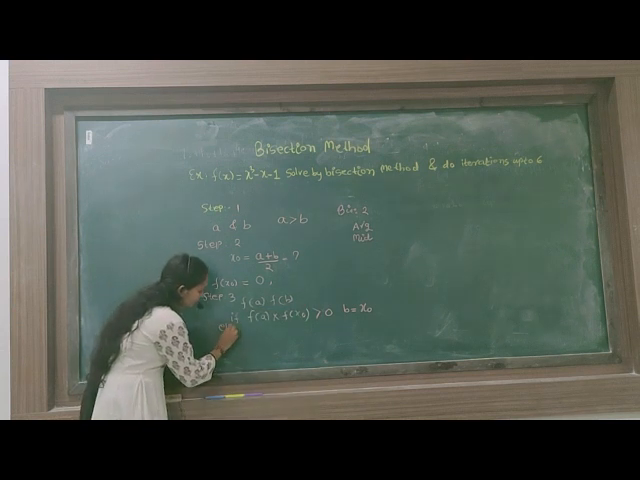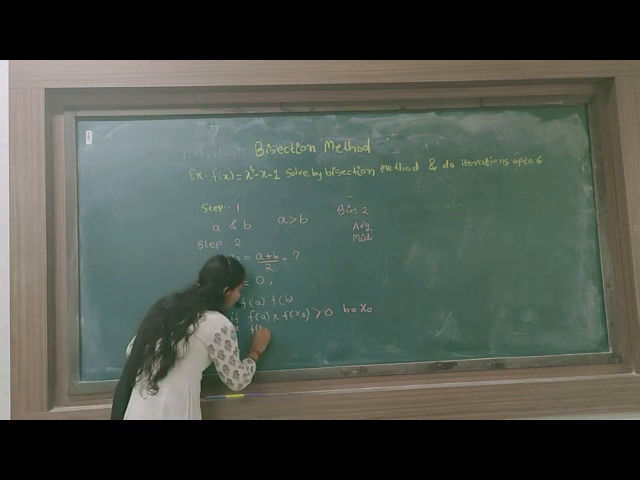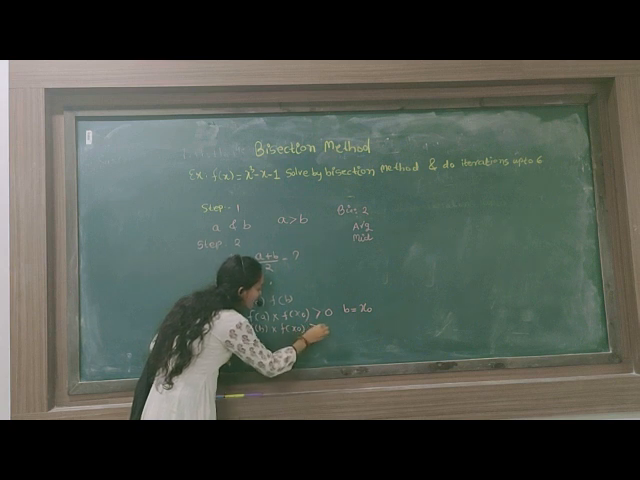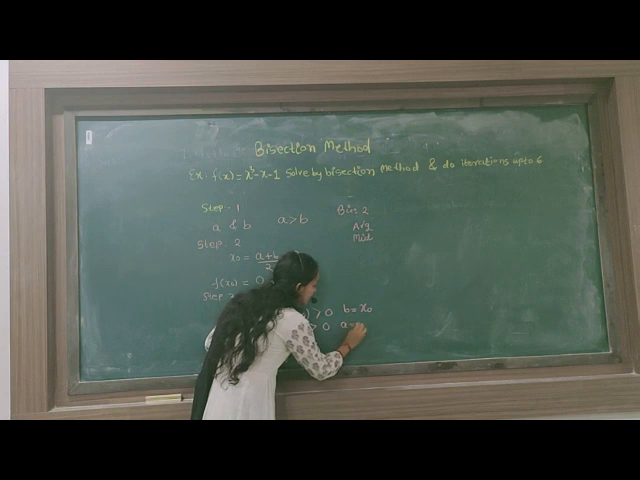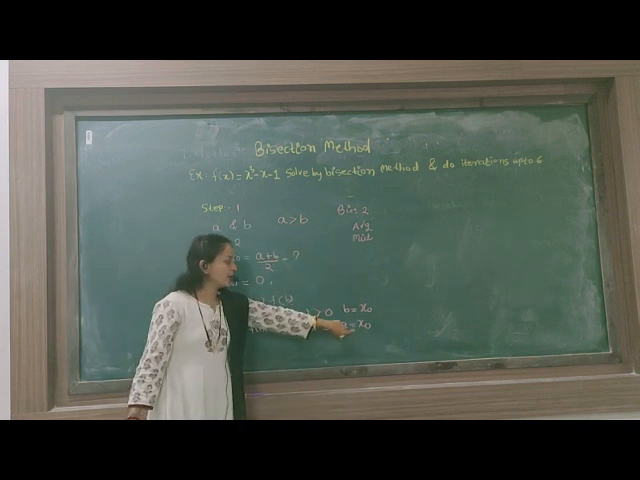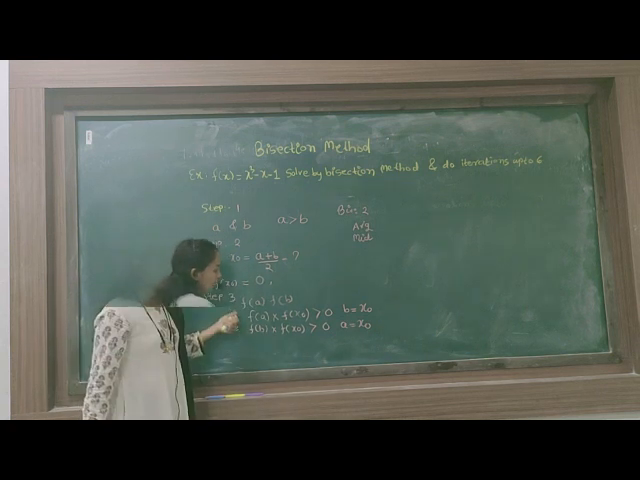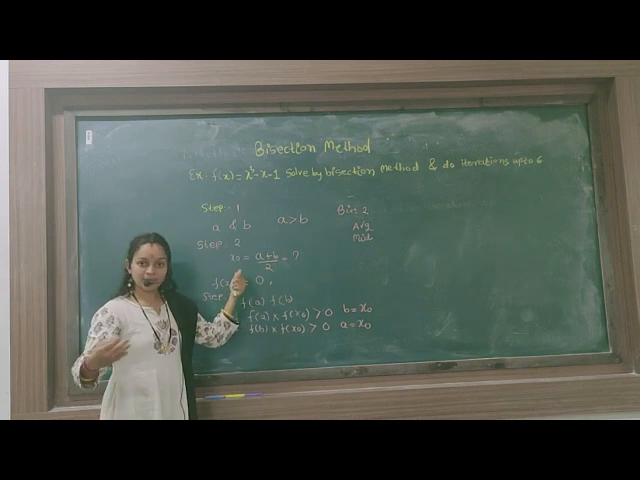If this condition is not satisfied, so else, if f of b multiplied by f of x0 is less than 0, then at that condition a becomes the x0. So the new value of a becomes the x0, right? Similarly, with the new values of a and b, calculate the midpoint, and just do the simple calculation.